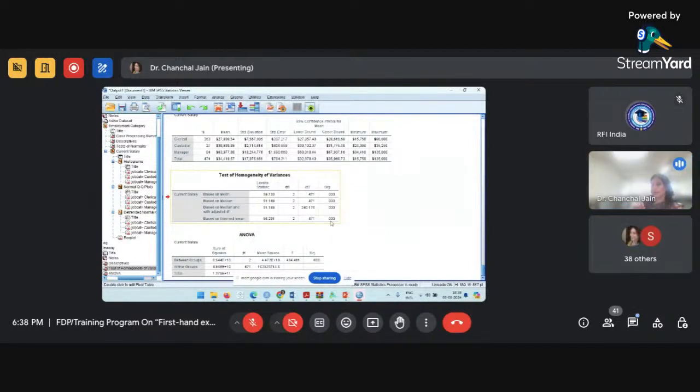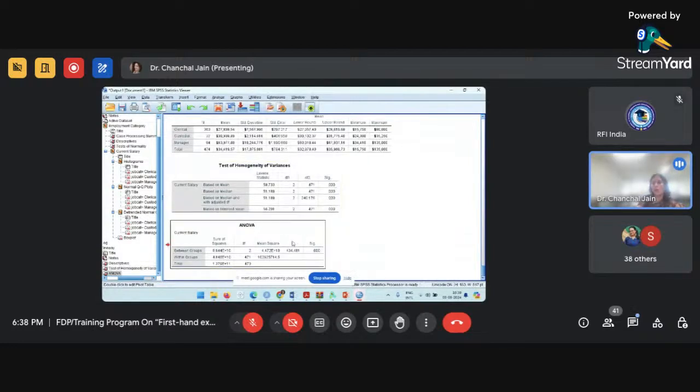Generally we write there is no significant difference in the variance, so all the variances are equal. This was our null hypothesis. According to the results, we are not accepting the null hypothesis, so we are concluding that variance is not equal. Right? Yes, correct. Fine.